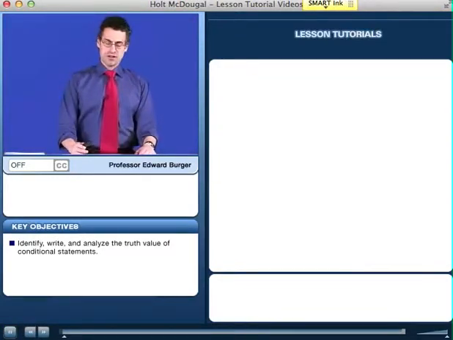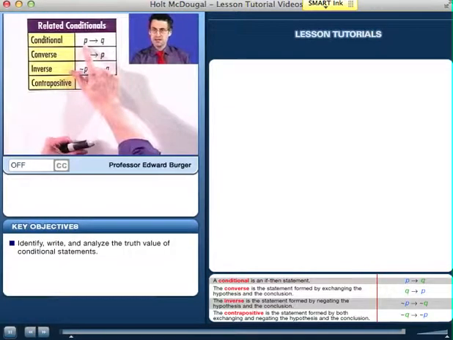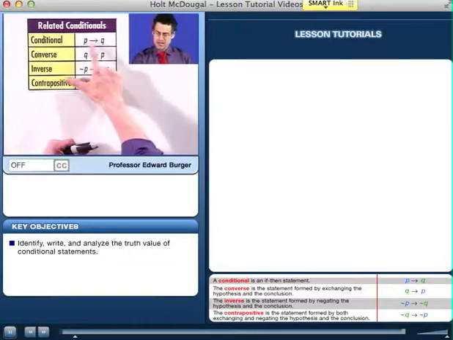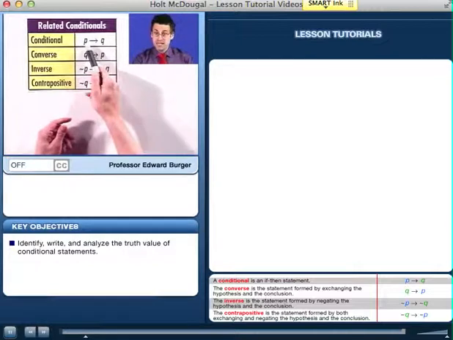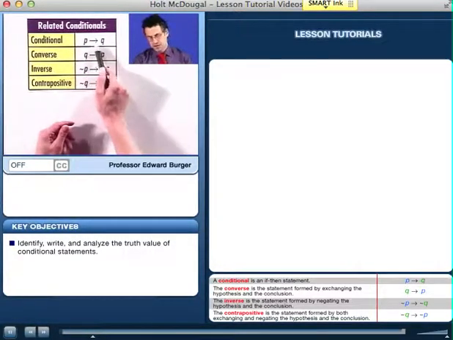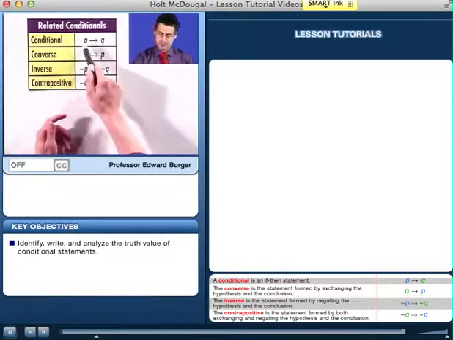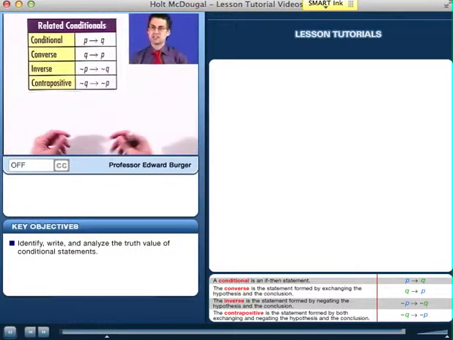A conditional statement, by the way, can be written in shorthand by writing P arrow Q, where P and Q are both themselves little statements, and this can be read as "if P, then Q." Sometimes it's read "P implies Q," but we've been reading it as "if P, then Q." And it turns out that armed with this conditional statement, we have three related conditional statements.